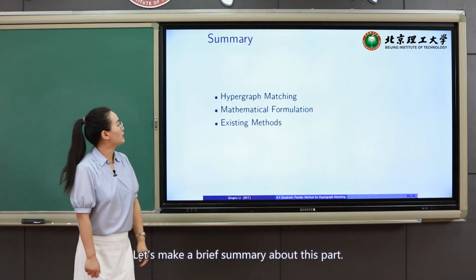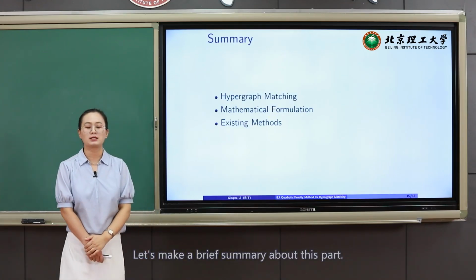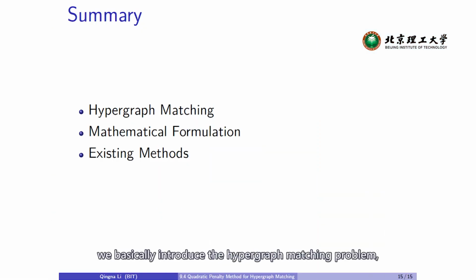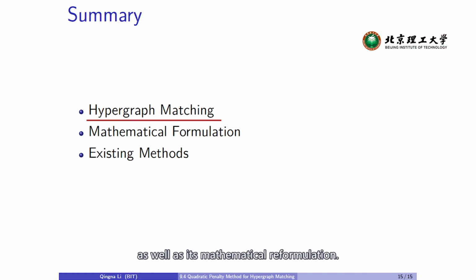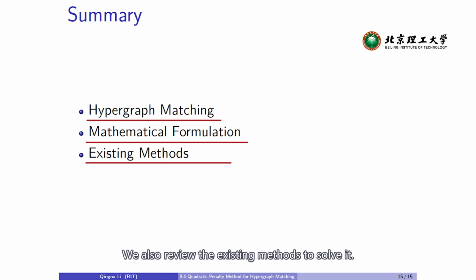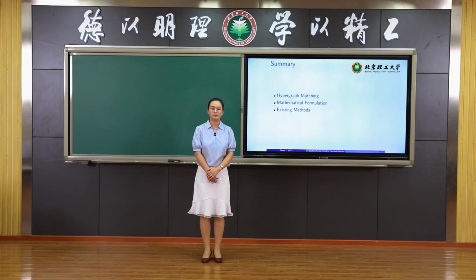Okay, let's make a brief summary of this part. In this part, we introduced the hypergraph matching problem as well as its mathematical reformulation. We also reviewed the existing methods to solve it. In the next part, we will show how we apply the quadratic penalty method to solve this problem. Okay, we stop here and see you next time.